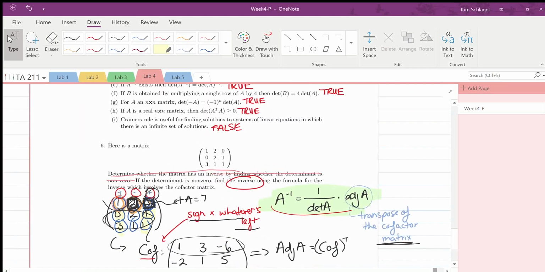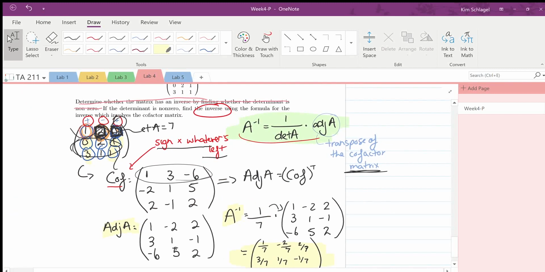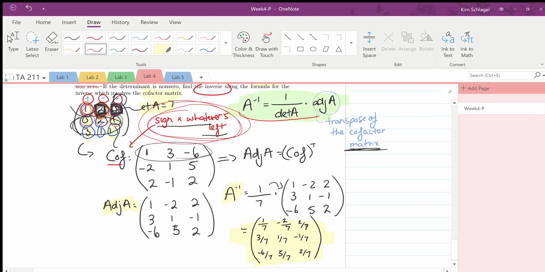First, you have to verify that our matrix in question actually has an inverse, by making sure that the determinant is non-zero. In our case, it was non-zero. Then you find the cofactor matrix by doing your cofactor expansion along each entry, using sign times whatever is left. Once you figure that out for all of the entries, you transpose it, and that's your adjugate. Then you use this formula: A inverse is 1 over the determinant of A times the adjugate of A.